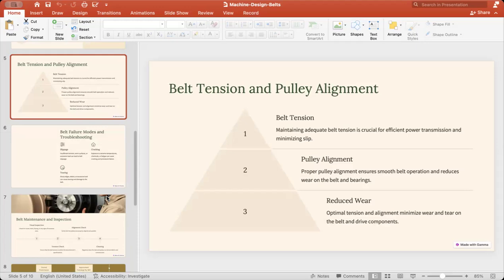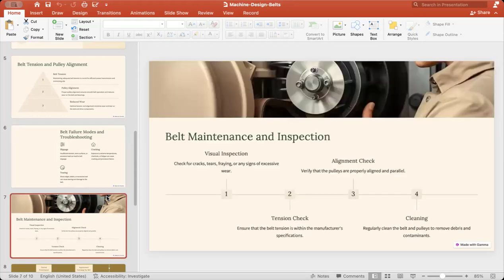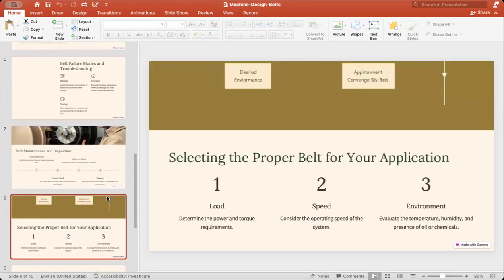And we also have to have pulley alignment for smooth operation, and of course we need to reduce the wear and tear of the belt. In the previous meeting, the failure of the belt was with respect to slippage, cracking, and tearing. To have a good economic life of your belt, you need good maintenance and inspection: a visual inspection, alignment check, tension check, and of course the housekeeping or cleaning of the belt itself.